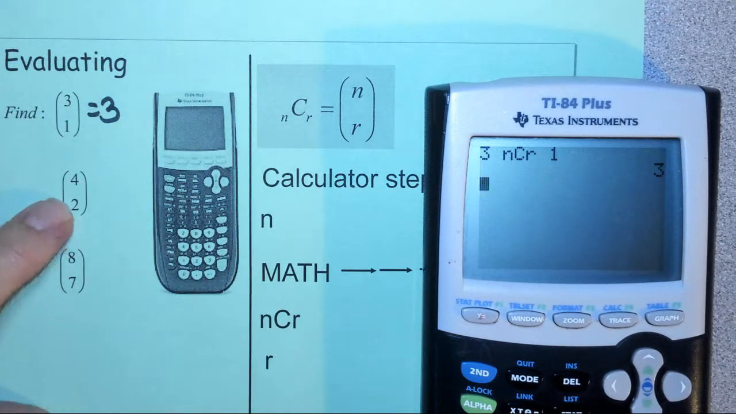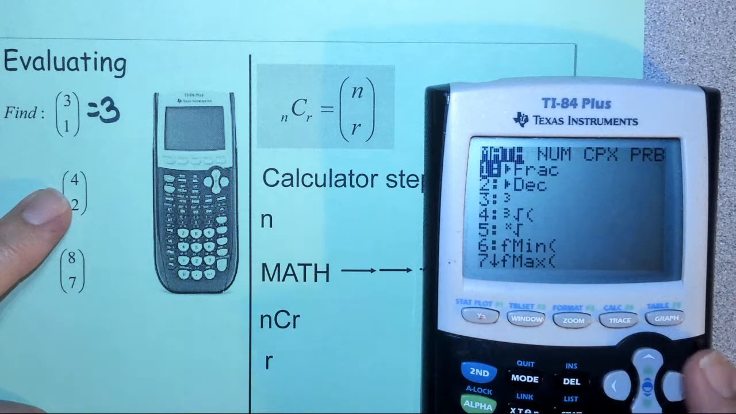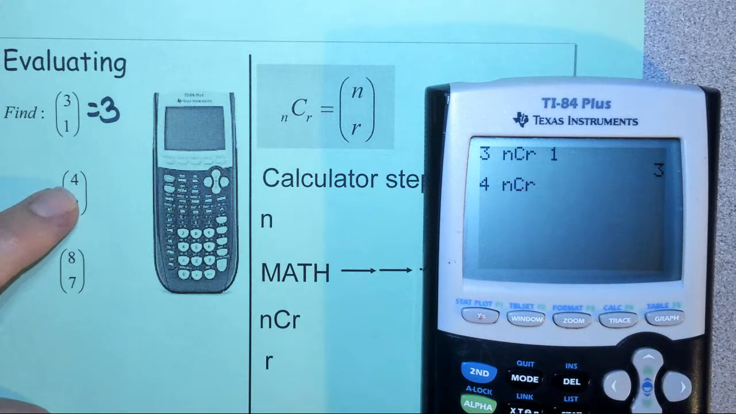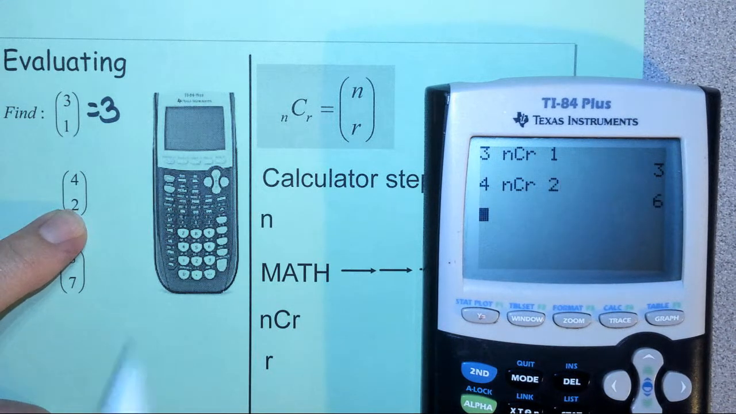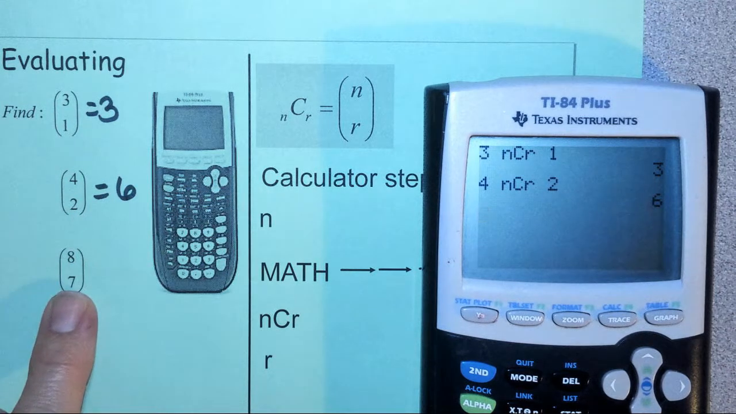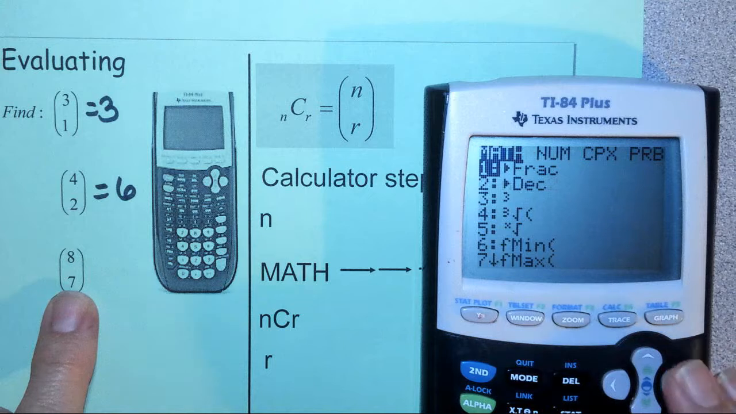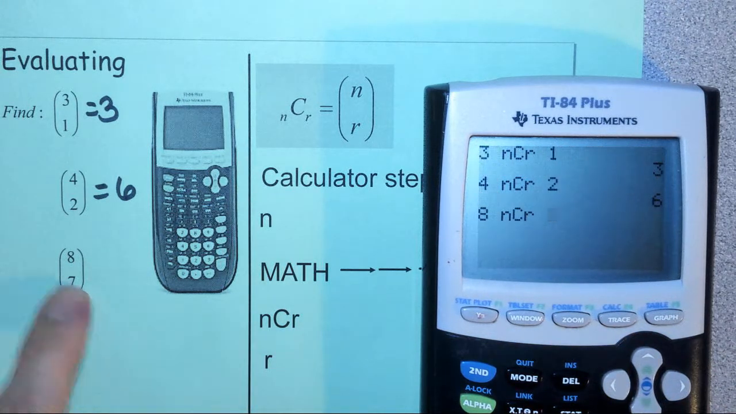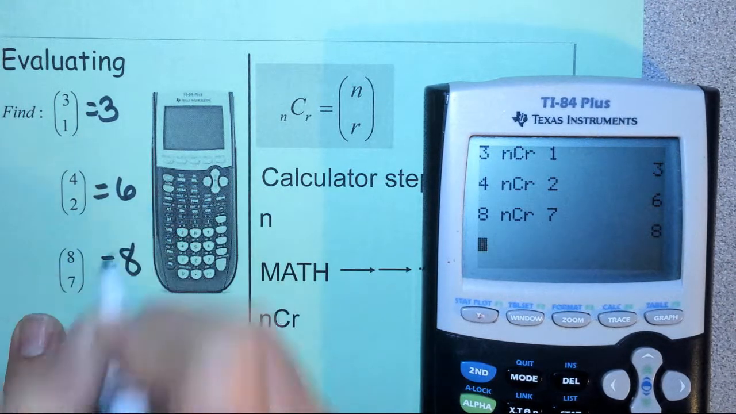Okay, I'm going to go practice it again. So I always type in the first number, 4. Go over to math, arrow over to probability, down to nCr, and it's n choose r. My r is 2. Second one is equal to 6. All right, next one, 8. I'm going to go over to math, probability, nCr, and it's 8 choose 7. So the last one equals 8.